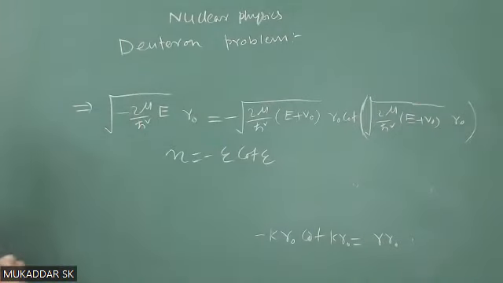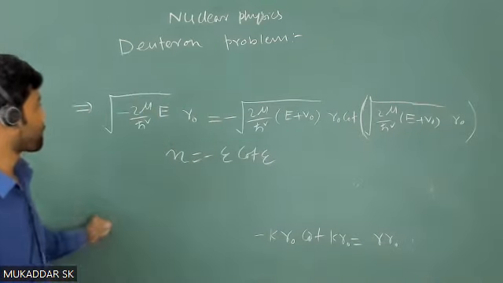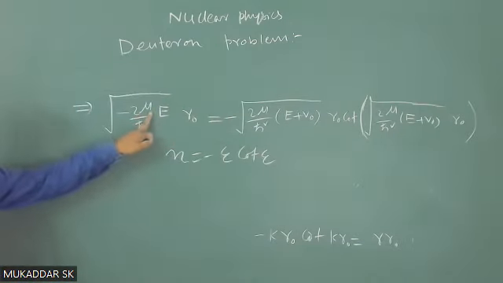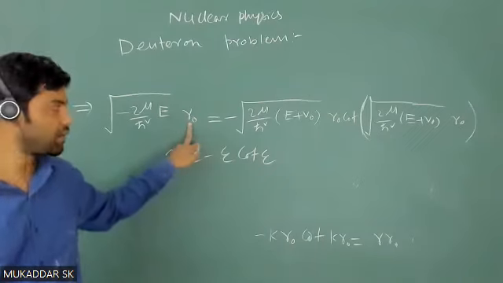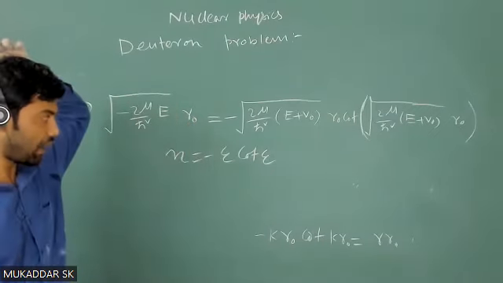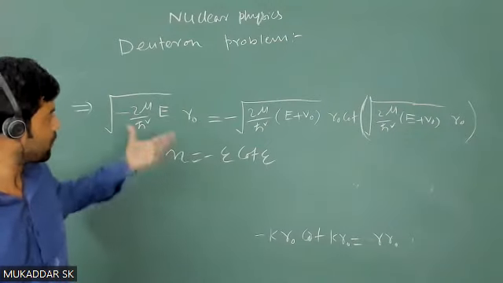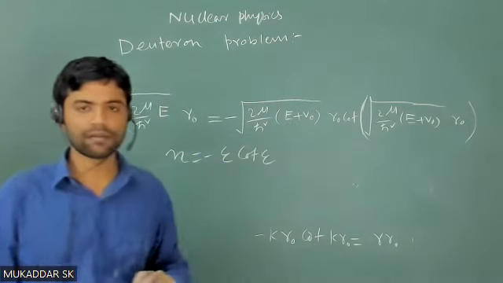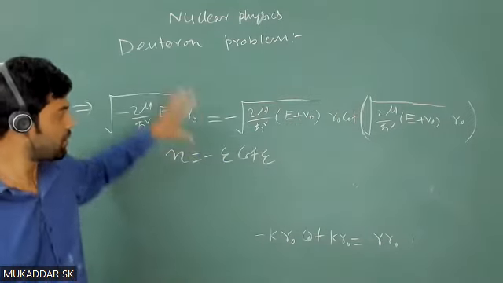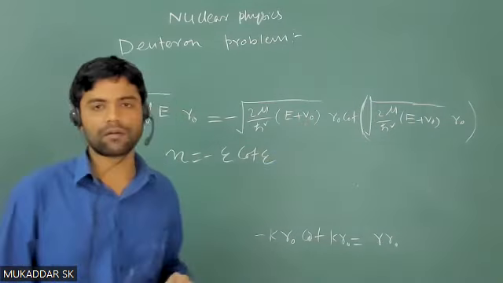Now see the interesting thing here. In this equation, you know the reduced mass of the system, M P by 2. The energy value is known, that is minus 2.2 MeV. R naught is also known, that is the range, 2.1 femtometer. So you have a single equation, everything is known, and the only unknown parameter is V naught.